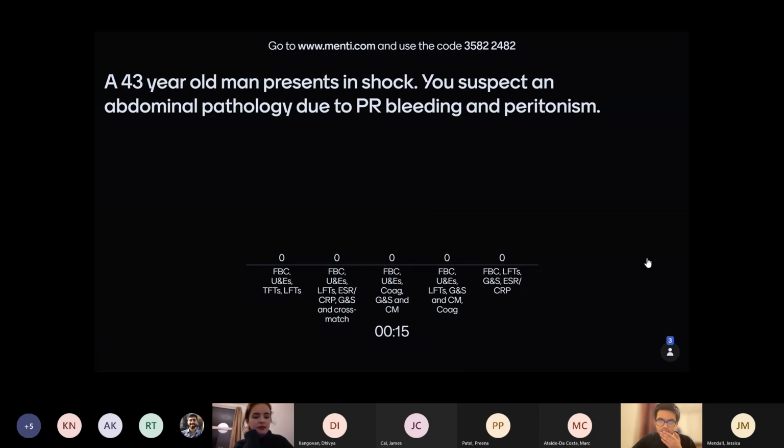Oh, and CM means cross match, and GNS means group and save. I was running out of room, really. The character limit on Menti is actually really annoying. It's so annoying.